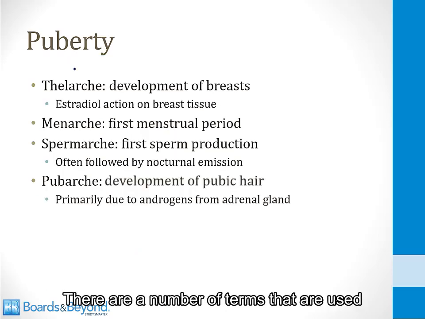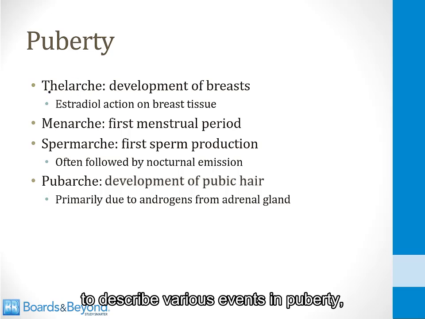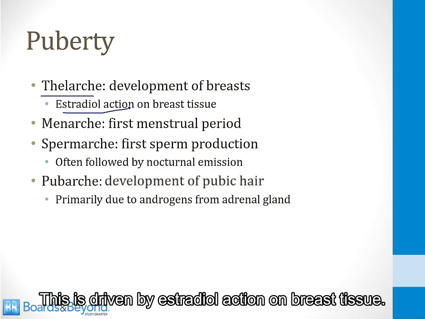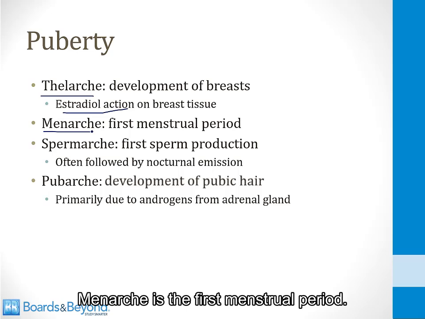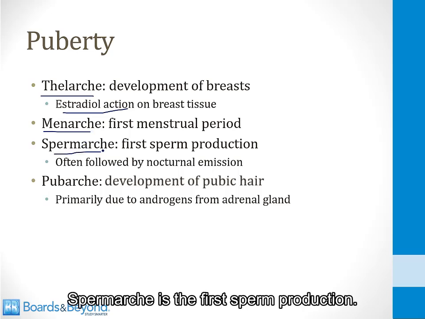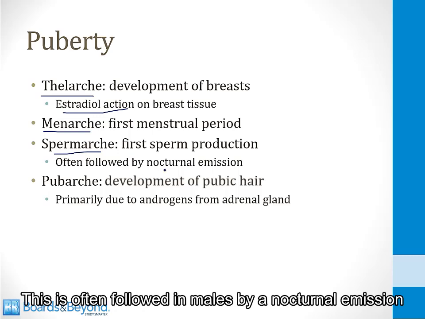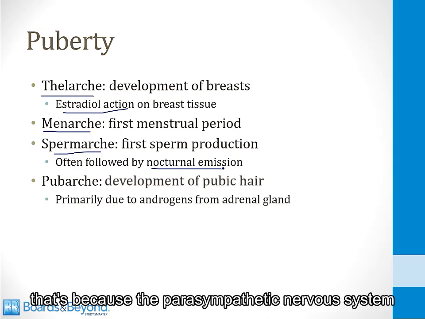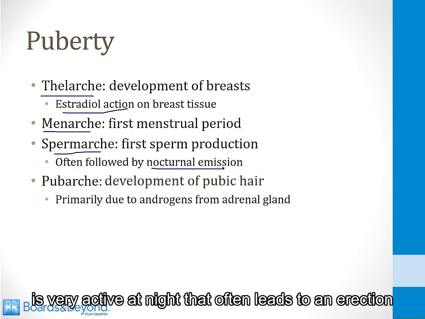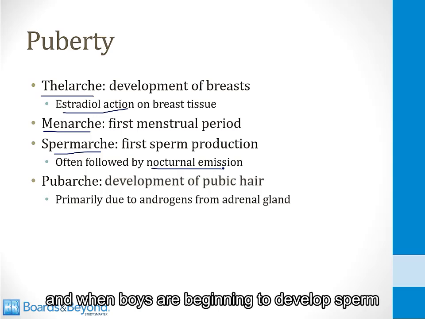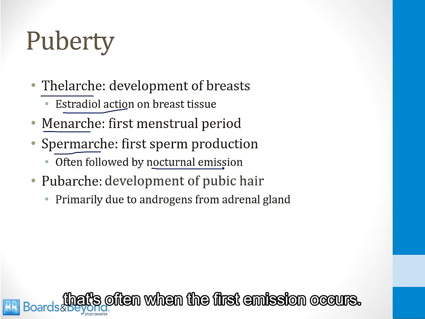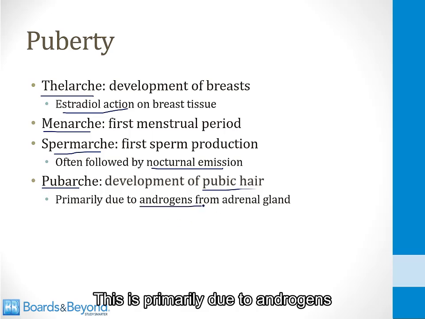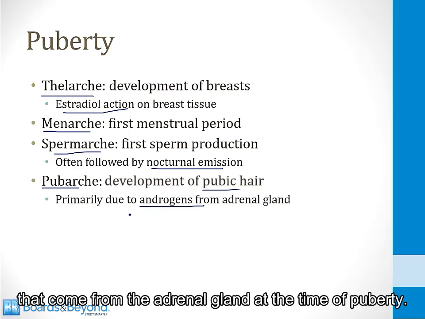There are a number of terms that are used to describe various events in puberty. Thelarche is the development of breasts in girls. This is driven by estradiol action on breast tissue. Menarche is the first menstrual period. Spermarche is the first sperm production. This is often followed in males by a nocturnal emission. That's usually the first ejaculation. That's because the parasympathetic nervous system is very active at night. That often leads to an erection. And when boys are beginning to develop sperm, that's often when the first emission occurs. And finally, pubarche is the development of pubic hair. This is primarily due to androgens that come from the adrenal gland at the time of puberty.